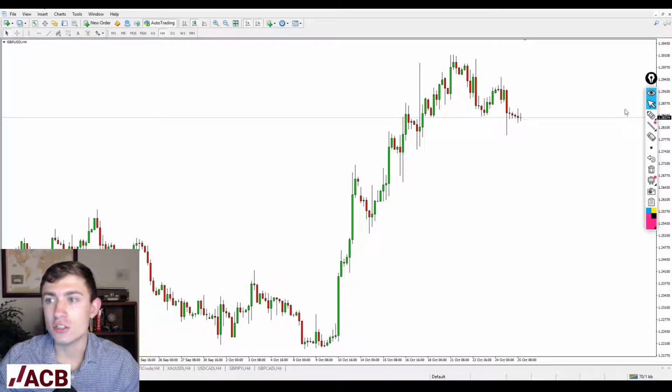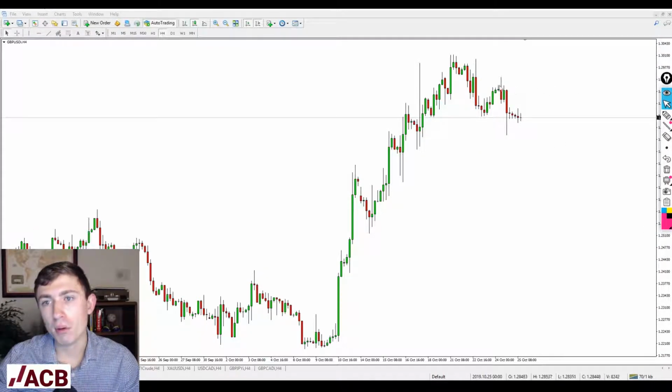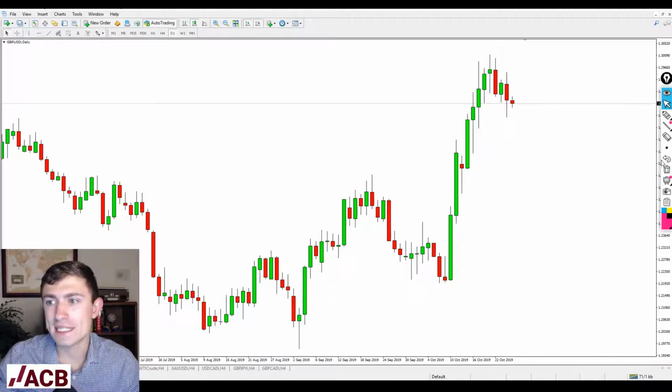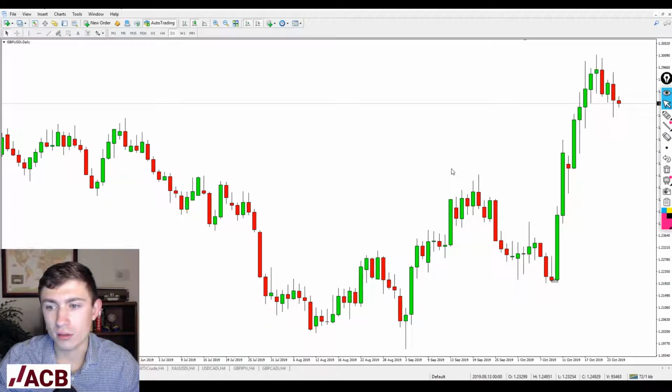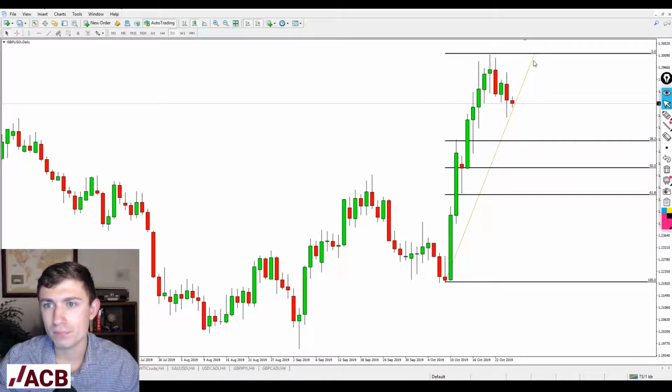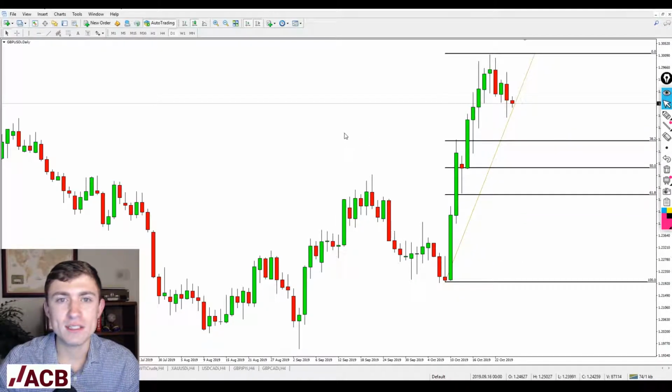Let's go ahead and take a look at GBPUSD. GBPUSD pulling back a little bit here. And you can see on the daily chart, we are seeing a potential short-term top. If we draw a Fibonacci level, we'll draw from the swing low to the swing high here. And you can see that there's a couple different levels that we can talk about here.